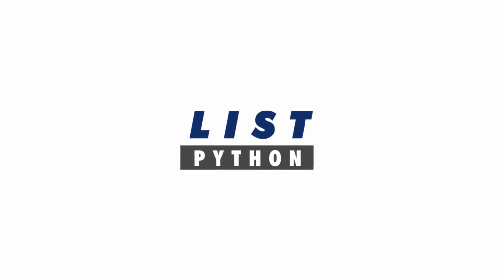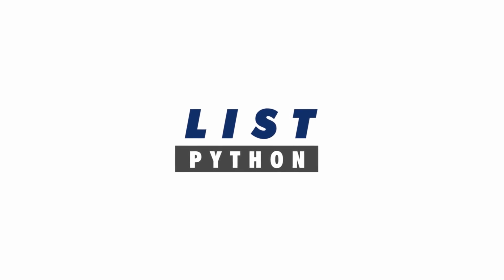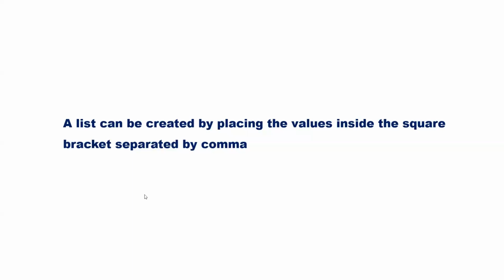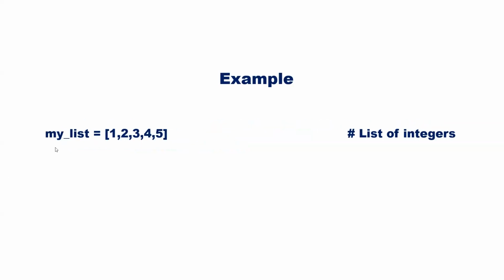In this video, we are going to learn about list data structure in Python. A list is an ordered collection of values enclosed in a pair of square brackets. Let us see how to create a list. A list can be created by placing the values inside the square bracket separated by comma. For example, my list is equal to 1, 2, 3, 4, 5.